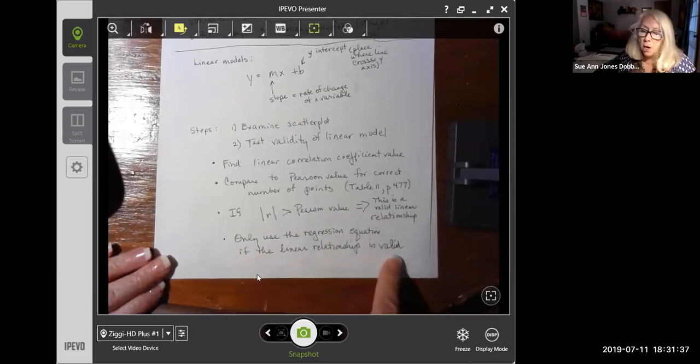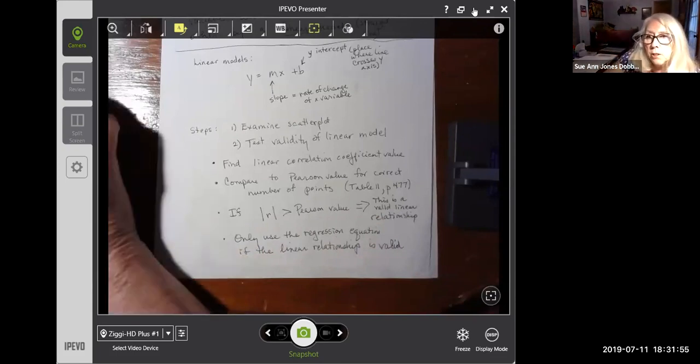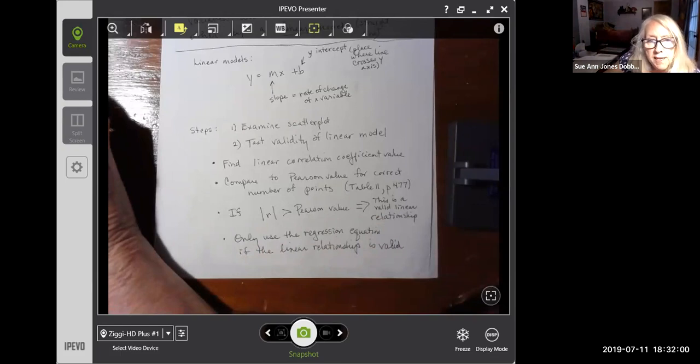Okay, so let me go. I would like to do a problem out of the textbook to try to make this more clear. And so I'm actually going to look at number 23 on page 482. So what I need to do is share my screen.